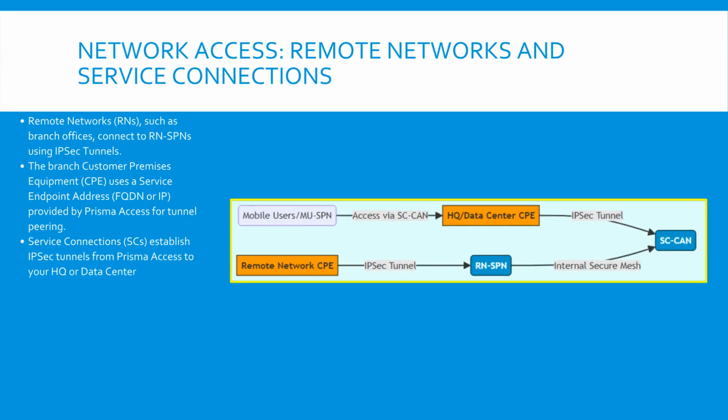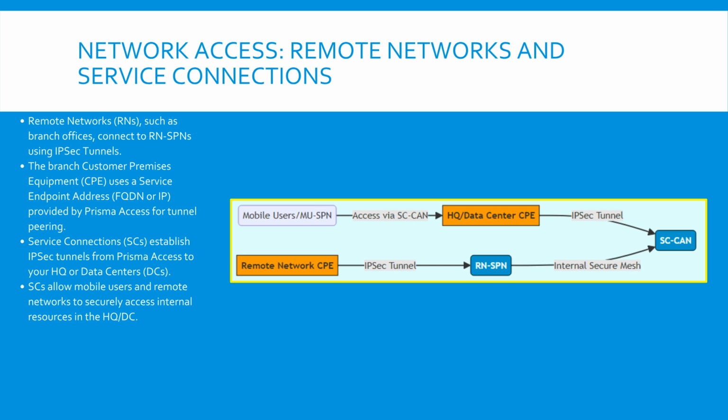Moving from individual users, we now look at connecting entire sites, like your remote offices and data centers. Remote networks, typically your branch offices, connect securely to the cloud infrastructure using IPsec tunnels. The networking device at the branch, the CPE, establishes this tunnel by peering with a service endpoint address that Prisma Access assigns. This connection terminates at an RNSPN.